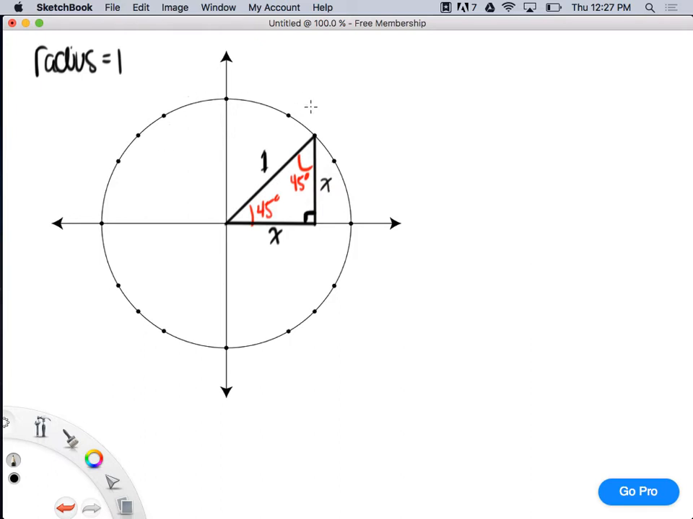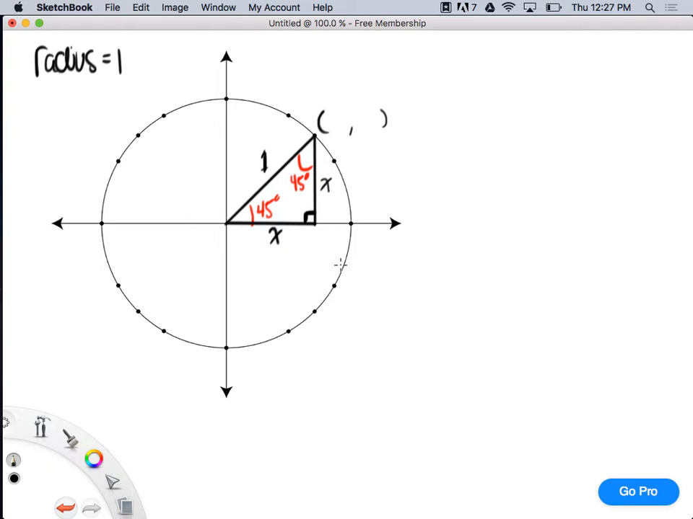Now remember, I'm trying to find the coordinates of this point right here. So if I find these sides, what do I find? If I find these sides, I figure out what these coordinates are. Does that make sense to you guys? So I've got to find them. So it's a right triangle. What can you use? Use Pythagorean Theorem.